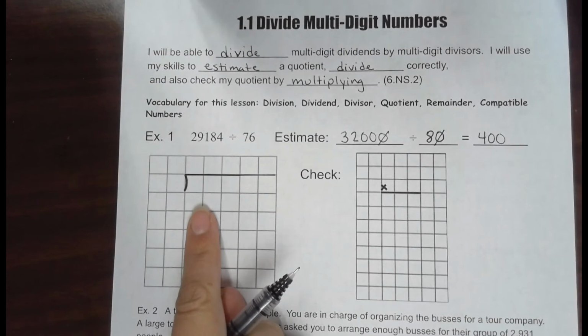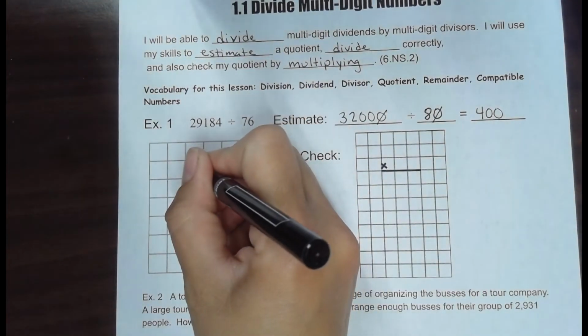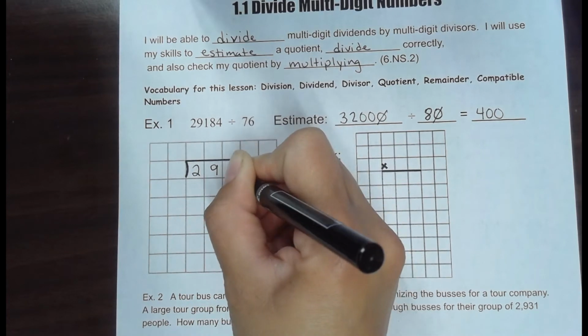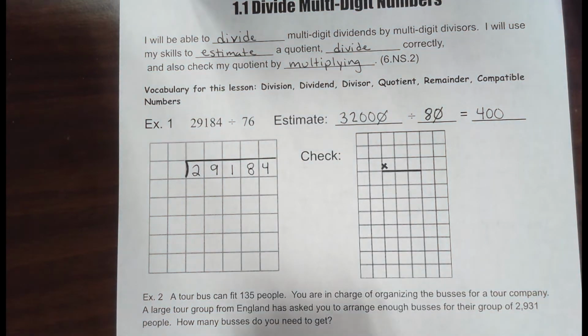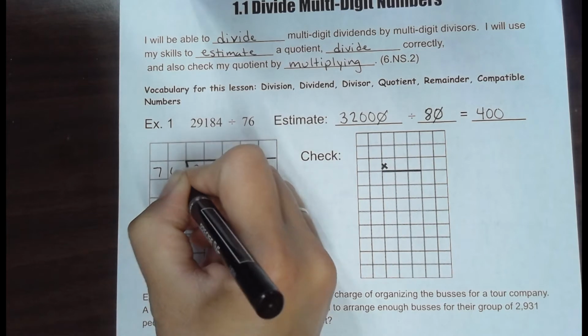All right, over here we're going to do the actual division. So this is the dividend. I'm going to write it inside the division box. 29,184. And then my divisor is 76.